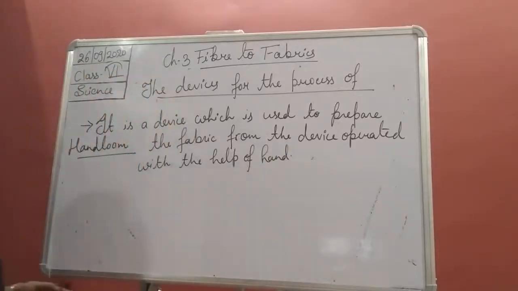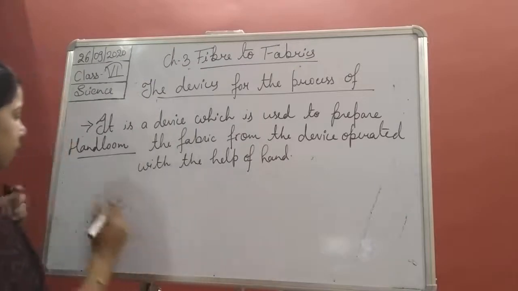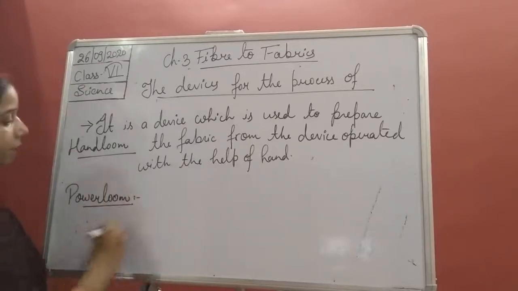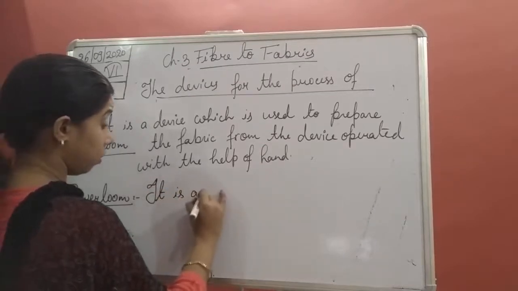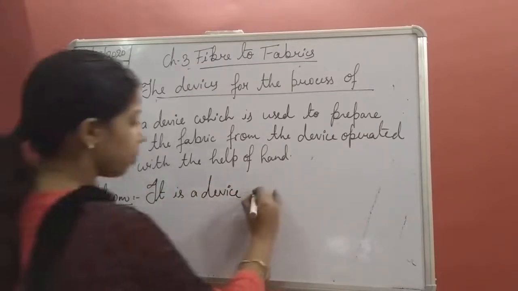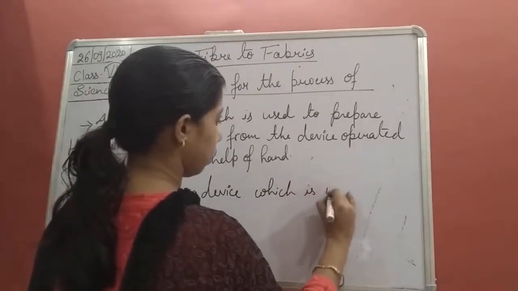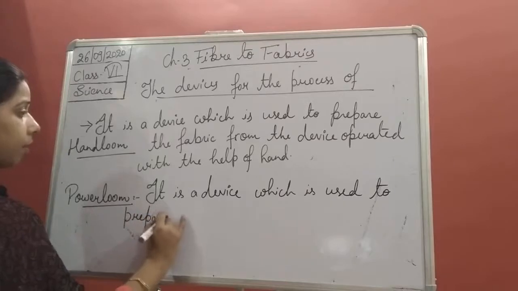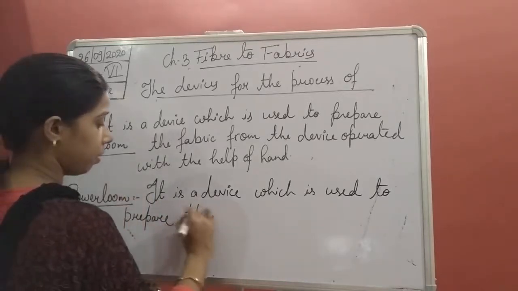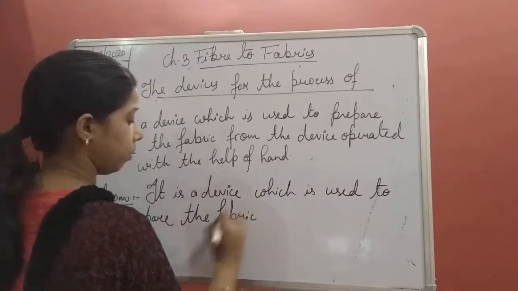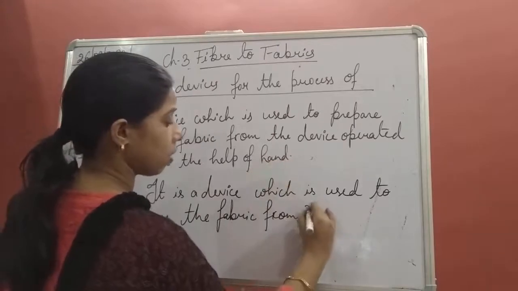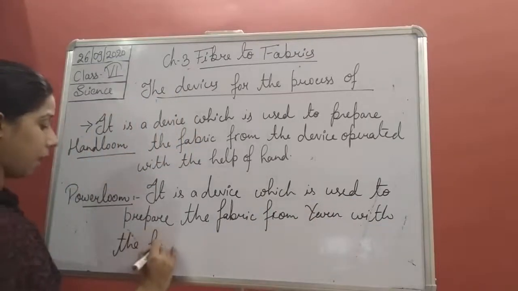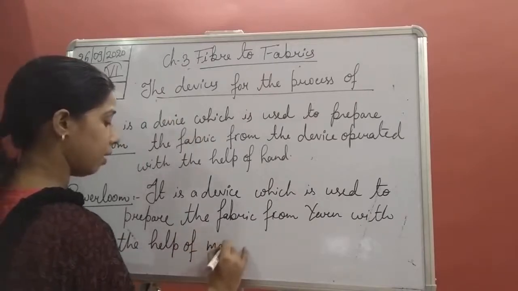Next one is the power loom, students. It is a device which is used to prepare the fabric from yarn with the help of a machine.